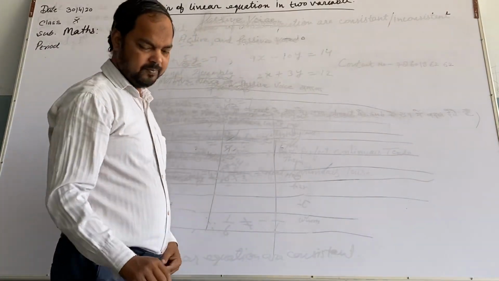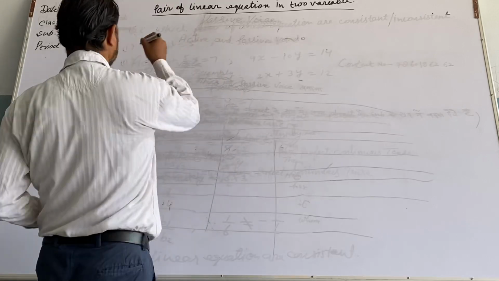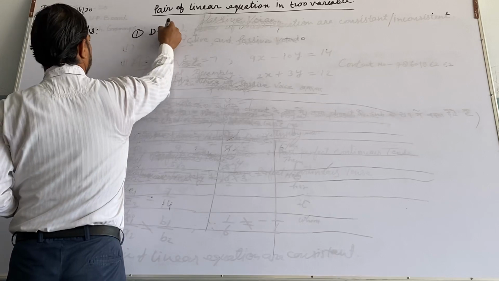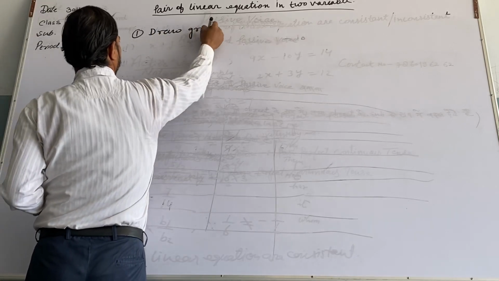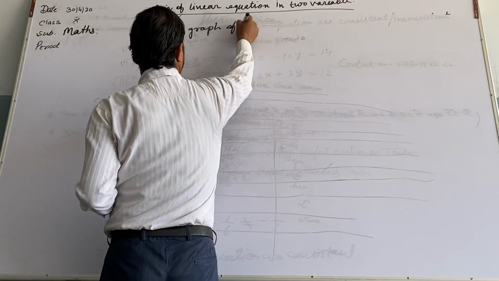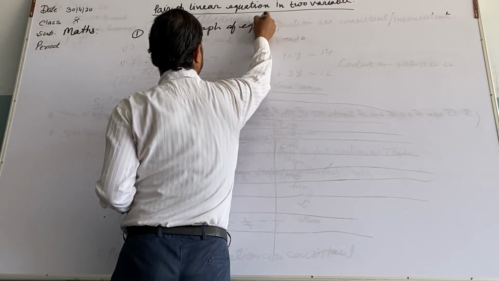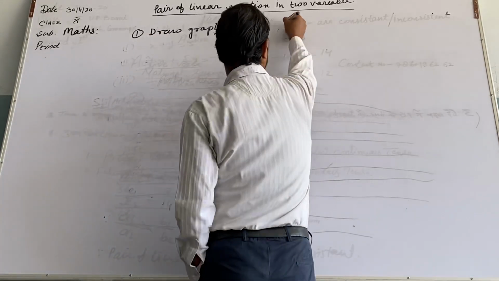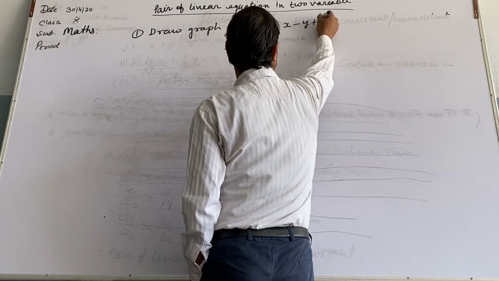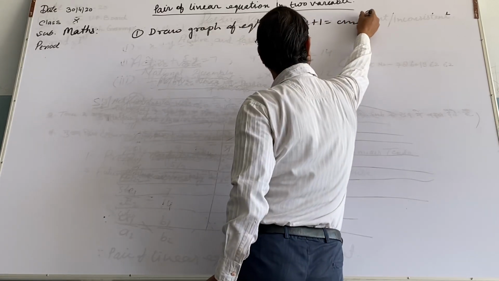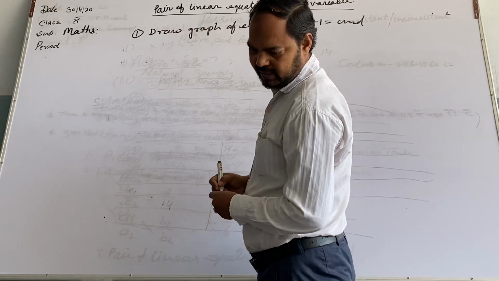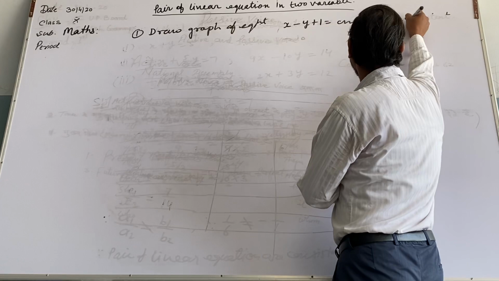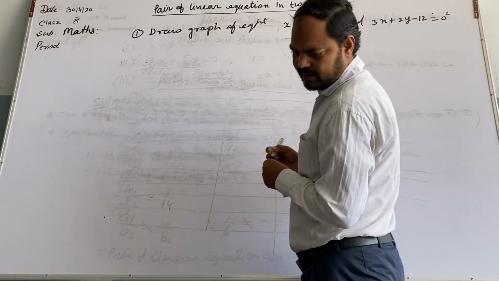Draw the graph of equations x minus y plus 1 equal to 0 and 3x plus 2y minus 12 equal to 0.